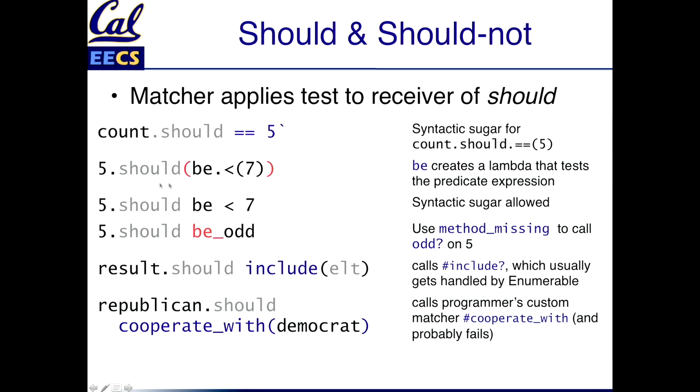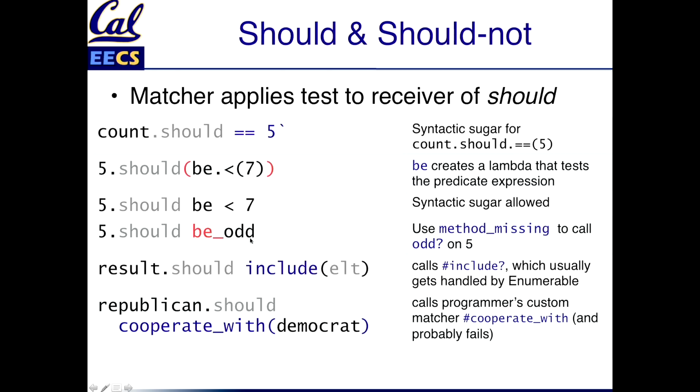And we also saw an example early on about if we use syntactic sugar, leaving out parens and desugaring things like this call to less than, we can write 5 should be less than 7. 5 should be odd. How does that work? Well, one of the conventions in RSpec is that if the matching condition begins with be underscore, it will look for a method named odd question mark that can be called on the original receiver. So basically, in this case, it's calling the odd question mark method on 5 and expecting that the result of that will be true. Right?